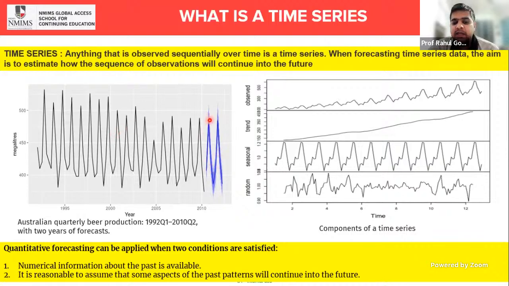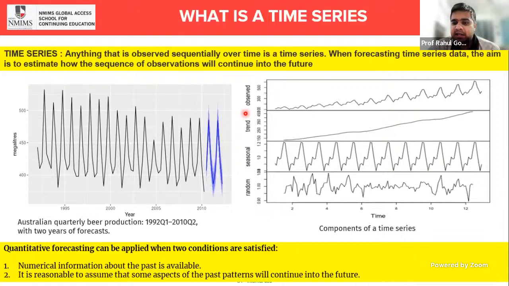And what you see here in the blue line is the forecast. And see how nicely it imitates their historical demand pattern. So this is what is expected when you do forecasting of any time series: how these observations are going to continue in future.